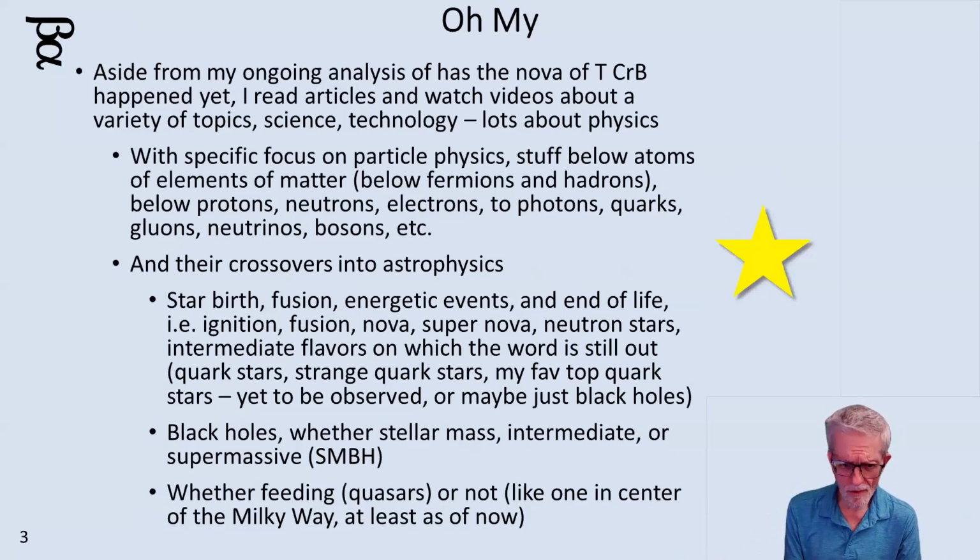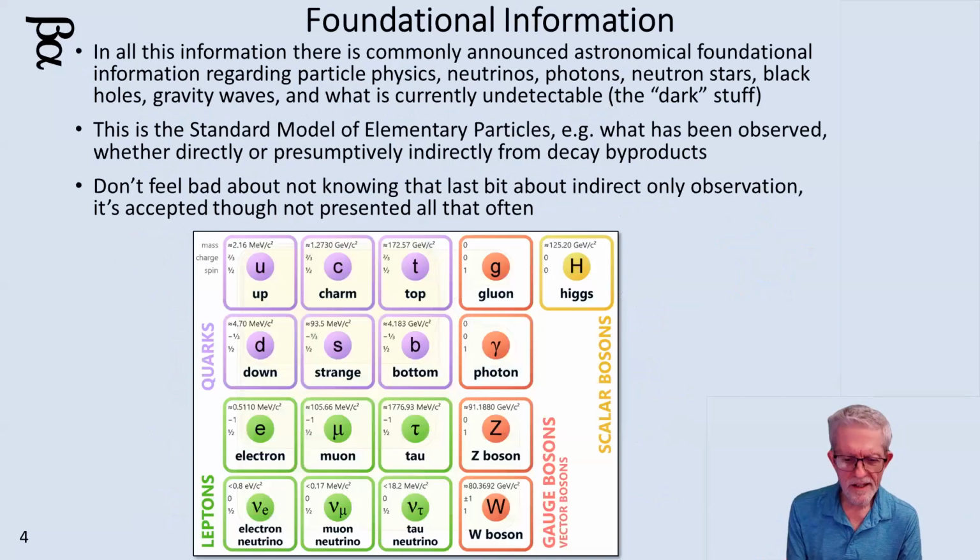So we'll talk about all those various particles and black holes of different sizes and what's a quasar and all that kind of stuff. Foundational information. So there is this thing called the Standard Model of Elementary Particles. And you probably have seen this before, where it talks about quarks and leptons and bosons and photons and gluons and all that kind of stuff. They all have their own place in the chart.